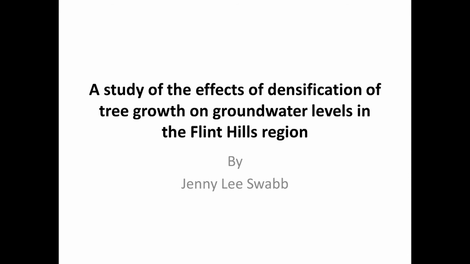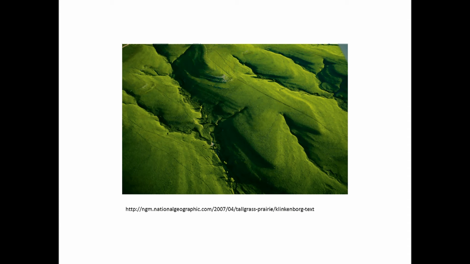My project was to try to model the effect of trees on the groundwater levels in the Flint Hills region, and then predict what would happen to the groundwater levels if the tree growth was to become more dense. I chose this as my problem because the Flint Hills region is a native tallgrass prairie that's regularly control burned to keep tree growth from encroaching on the native tall grasses. So these hills can be used for grazing of different animals.